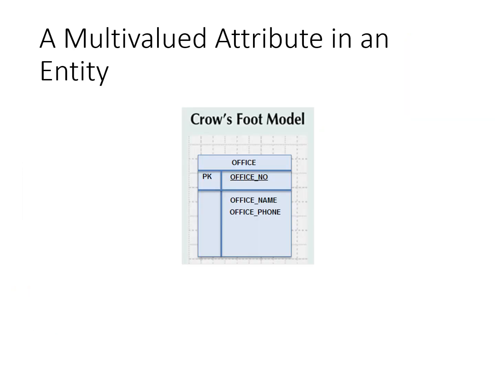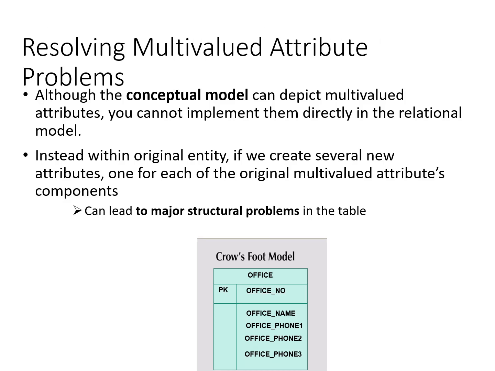Now a multivalued attribute in the Crow's Foot model will be represented like this. You have an office, and your primary key is the office number, and you have other attributes, office name and office phone. When you look at it, the office phone itself can have multiple values in this particular thing. So this is how it is. So how to resolve it?